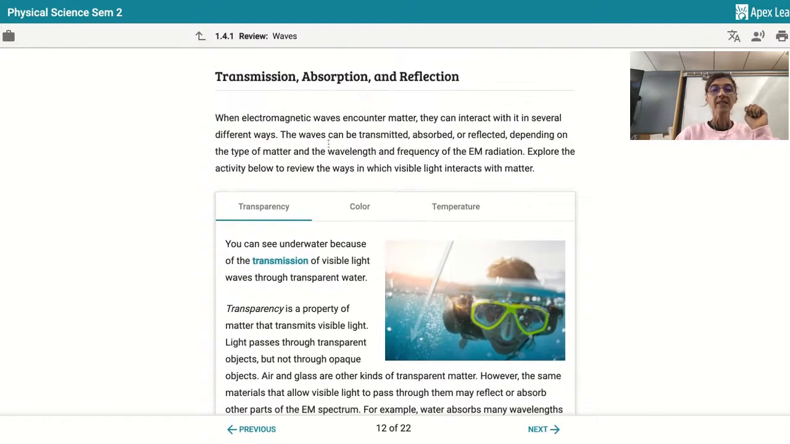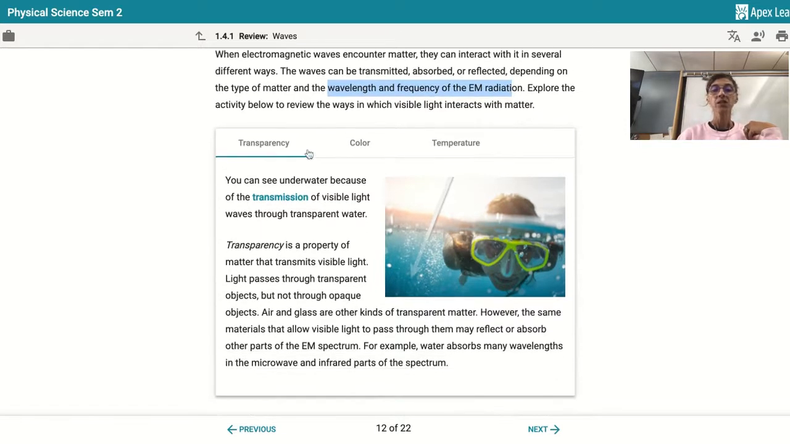You then looked at the idea of transmission, absorption, and reflection. When electromagnetic waves encounter matter, they can do a few things. They can either be transmitted, that means they pass through that medium, absorbed, or reflected, depending on the type of matter and the wavelength and frequency. Okay, so here you're going to discover or play with transparency, color, and temperature.